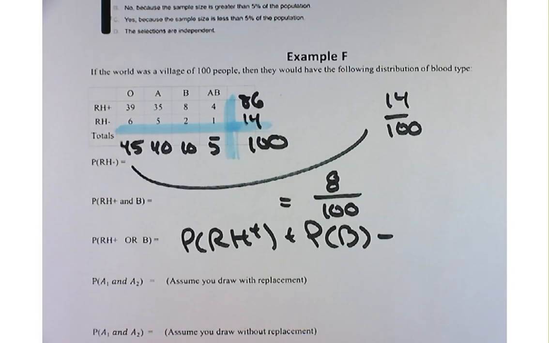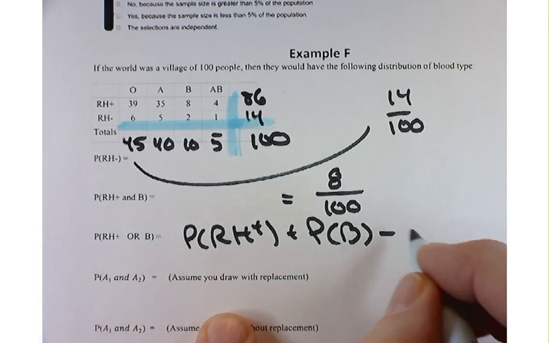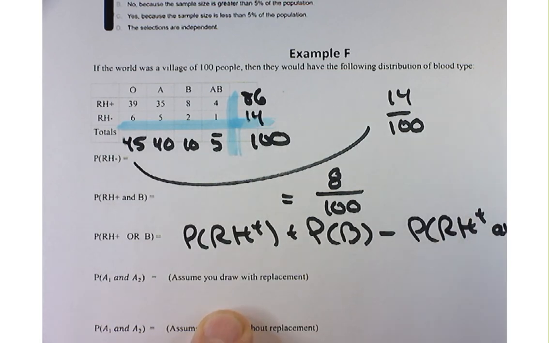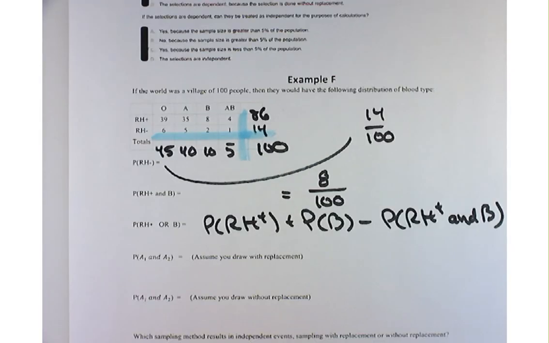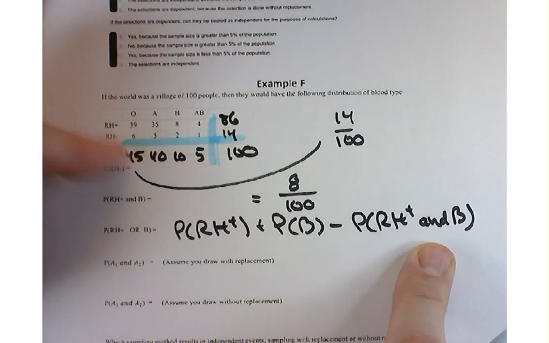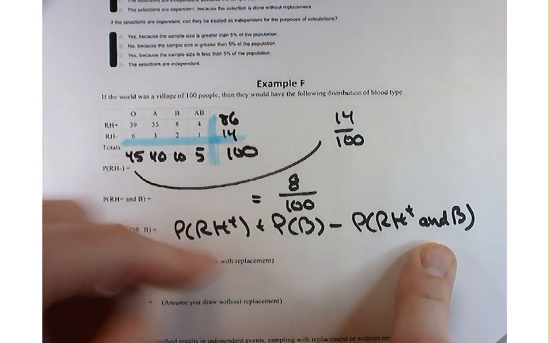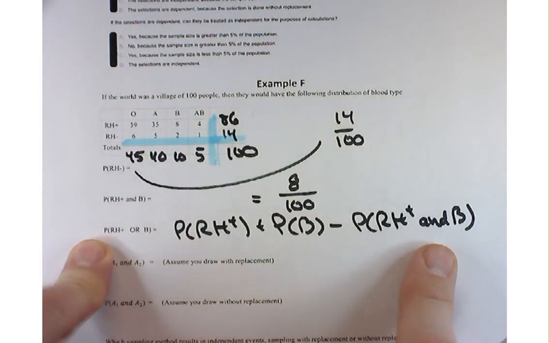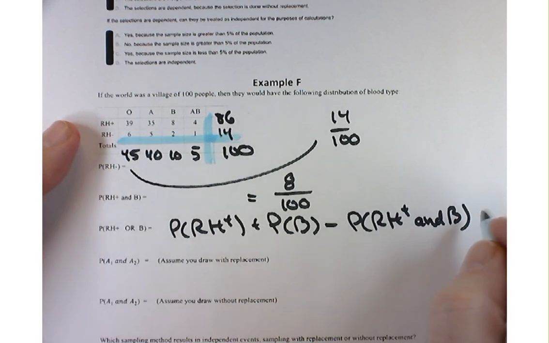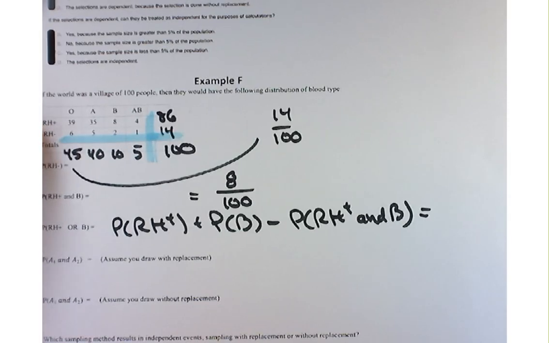Jacqueline, what would I put here for this last one? Minus the probability of what? Rh positive and B. Yeah, Rh positive and B. So what you're doing is just subtracting off that double counting. So like I said, a lot of times on a test, I'll put these problems one then the other in this order because you need this result to get this result.